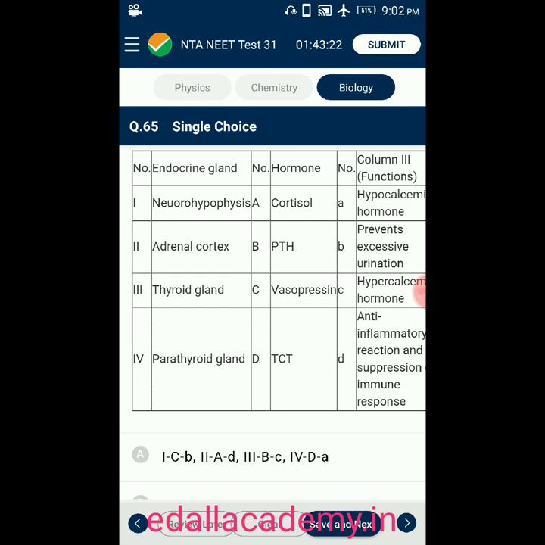Second one, the adrenal cortex is responsible for secretion of the hormone called cortisol, which is a major glucocorticoid. It is responsible for anti-inflammatory reaction and suppression of immune response.